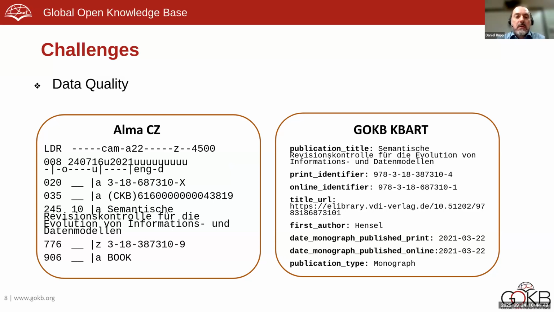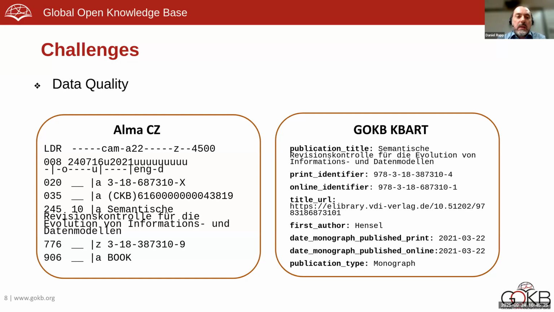GOKB KBART has all the data a KBART file should have, but there are some restrictions in the Alma community zone. If a title is not matched, the GOKB KBART data will be used to create this title. But if it is matched, KBART data will not be used to improve the title and to put additional data into it.